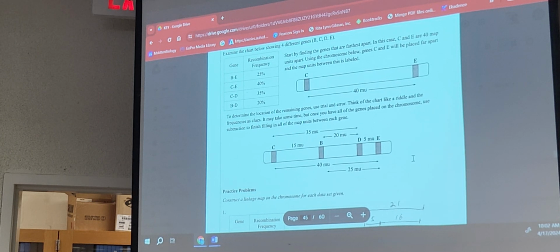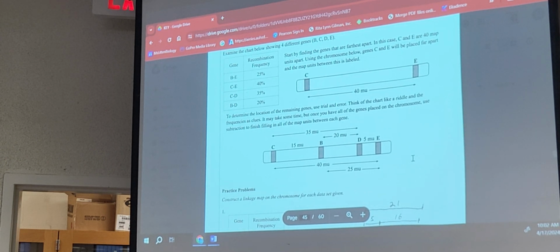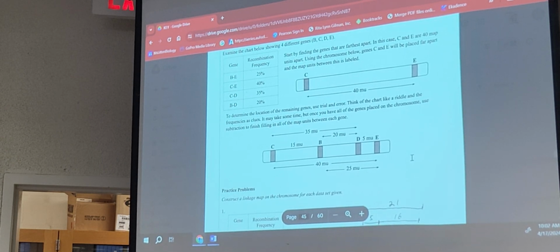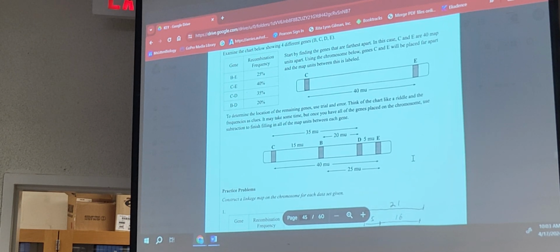Alright, let's do this again. B, E, C, E, C, D, B, B, and we're at 25, 40.